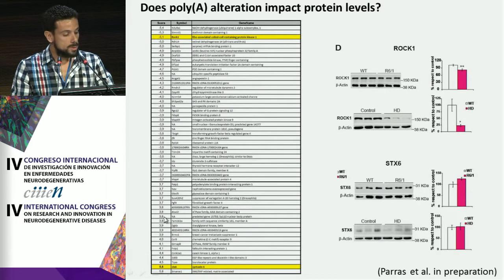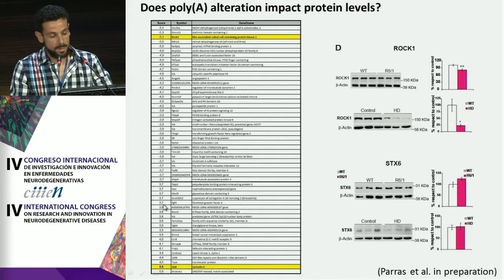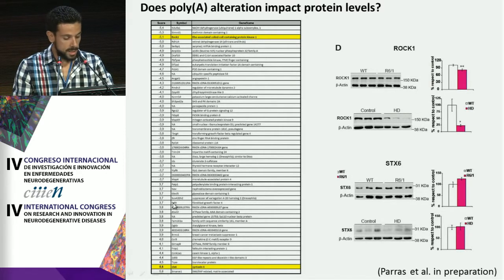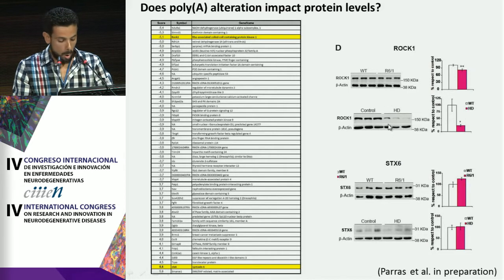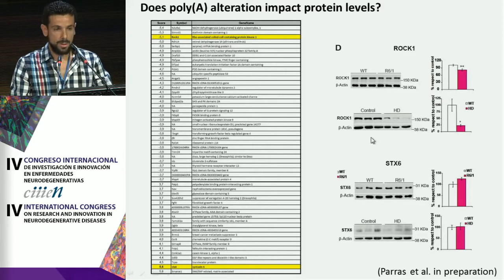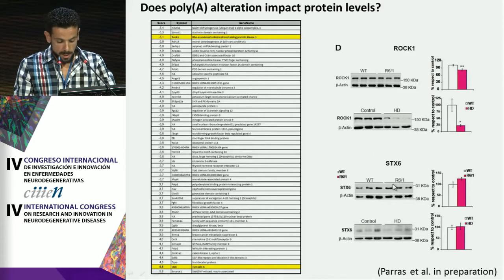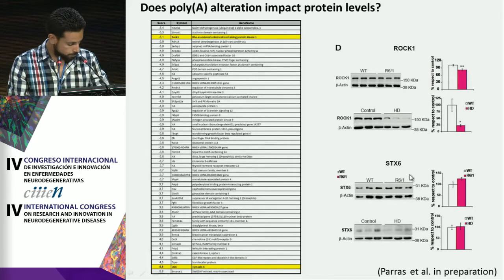The next question was, does poly-A alteration impact protein levels? We found that only the RNAs with a short poly-A tail in R6/1 mice show a decrease in their protein, not only in R6/1 mice, but also in patients. However, genes with a long poly-A tail don't show any protein changes, for example, syntaxin 6.